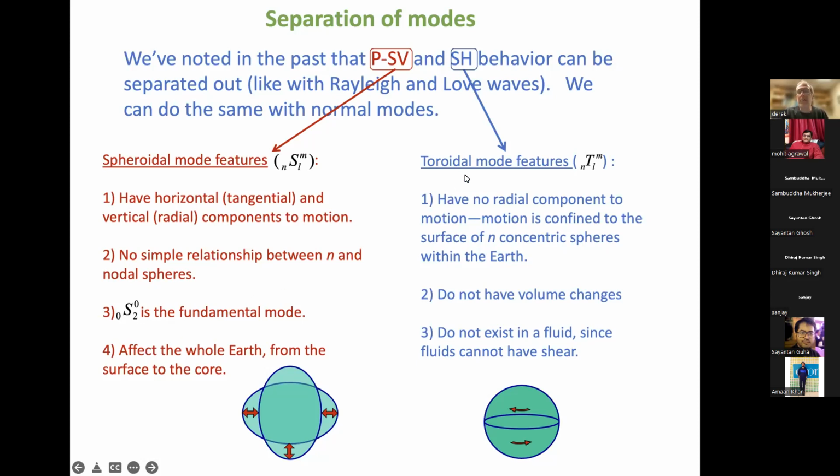Now, in contrast, toroidal modes have no radial component to motion. So there's no in and out motion within the Earth. The motion is confined to the surface of concentric spheres within the Earth. SH or toroidal modes do not cause the Earth to undergo a volume change. And they also do not exist in a fluid, since fluids cannot have shear. And here's an example of a toroidal mode.